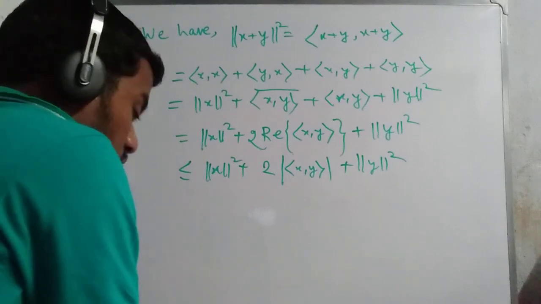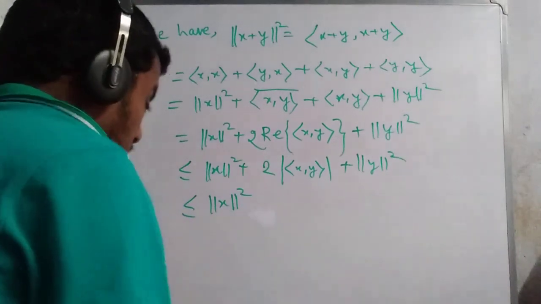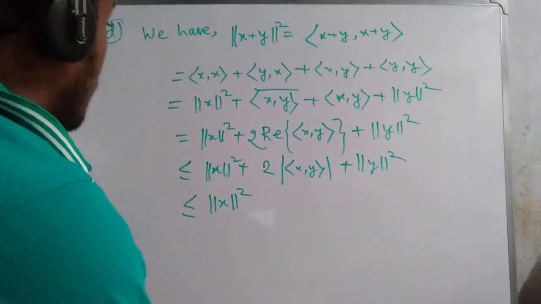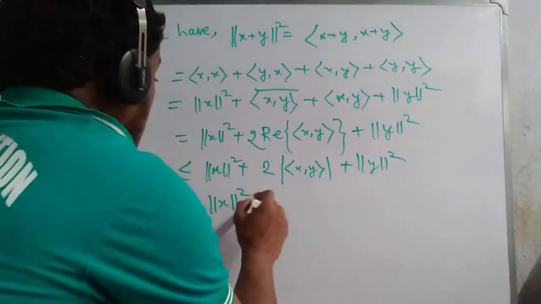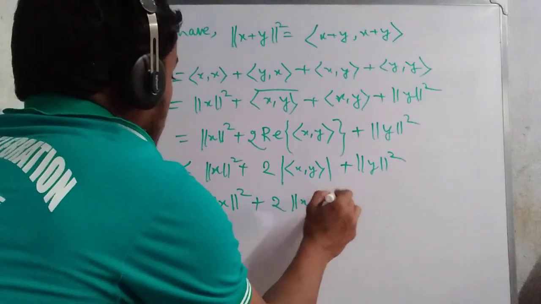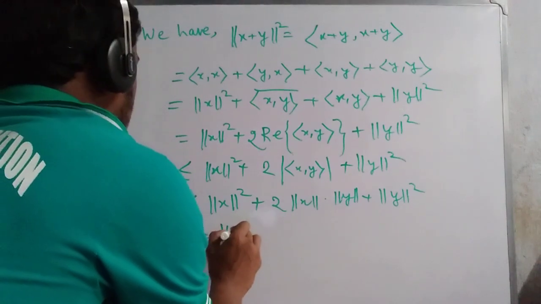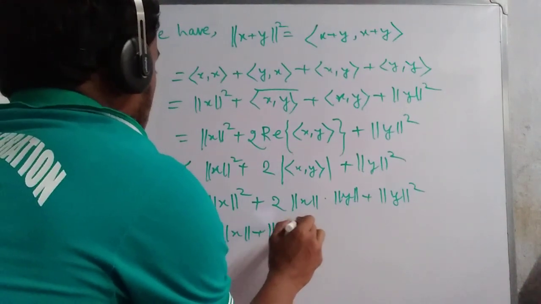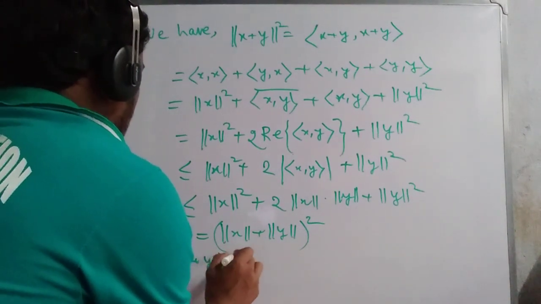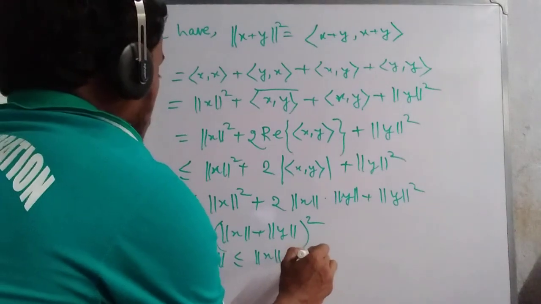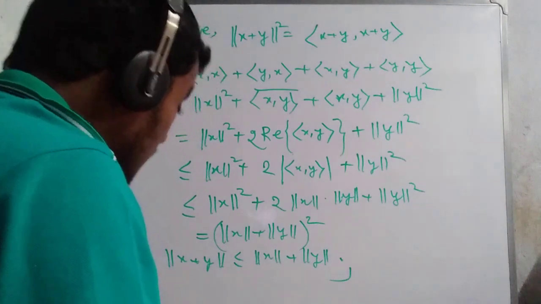So this one happened. What do we write here? We use the last inequality, that means the Cauchy Schwarz inequality was used here. Then we get this. Then we get that the norm of x plus y is less than or equal to the norm of x plus the norm of y. Understood? Not a problem at all. We did this very easily.